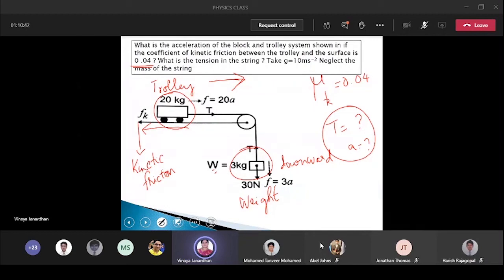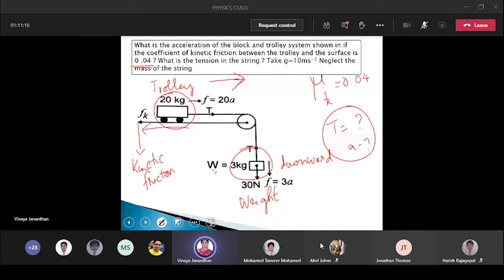First, this is a system of a trolley and a block. A trolley of mass 20 kilogram is placed on a wooden table. Now it is being pulled by means of a string. The string is passing over a pulley. The other end of the string is attached to a block. Clear? The block has a mass of 3 kilograms. The moment you attach the block, what will you notice?